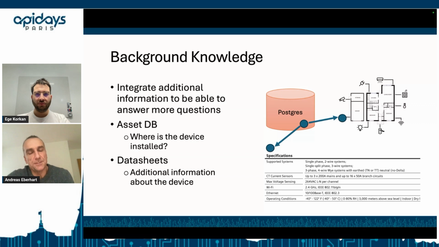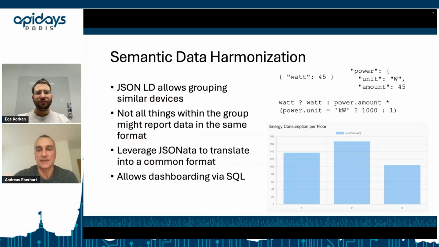So what we do is we take this information into our Postgres database and we just do joins to do more complex queries. And these are some of the queries here. So we have the energy consumption per floor. In our system, we have energy sensors. In the asset database, we have the information which floor they're on. And we can now aggregate the energy readings and group them by floor.